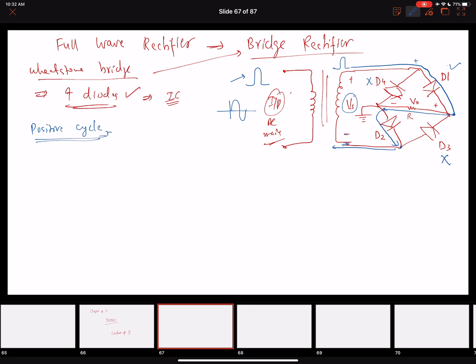So this is the conduction path of the current, where our D2 and D1 are on, and D3 and D4 are off. So in a positive cycle, Vs is positive, right, at secondary winding. So what this will do is this will make D1 and D2 on, and D3, D4 off.